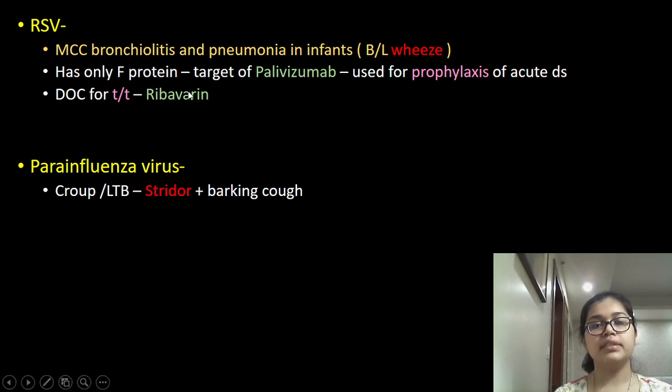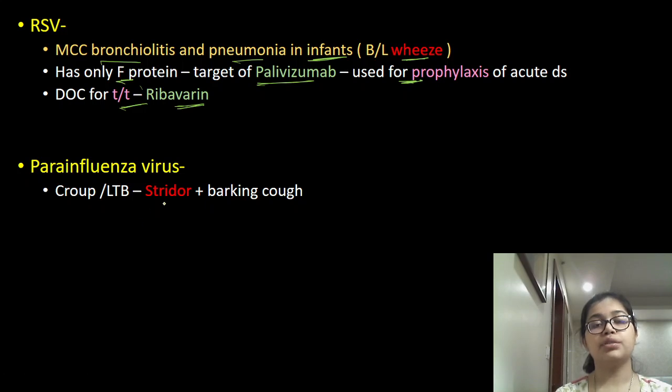Respiratory syncytial virus is the most common cause of bronchiolitis and pneumonia in infants, producing bilateral wheeze. It has only the F protein, not H and N. F protein is targeted by palivizumab and is used for prophylaxis of acute disease, whereas for treatment, the drug that is used is ribavirin.